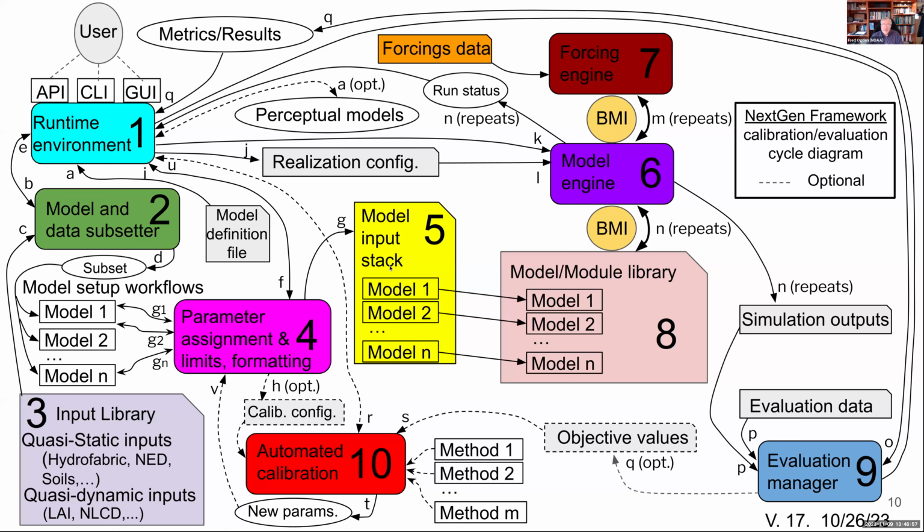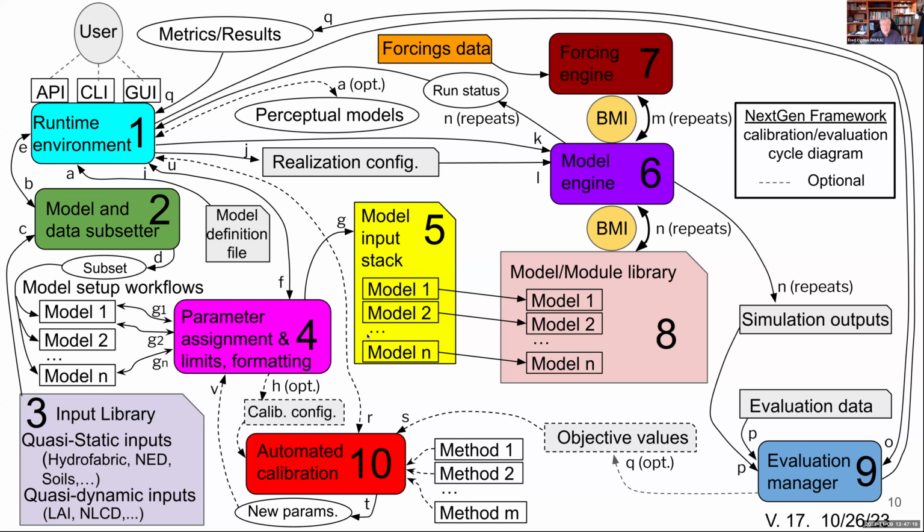Now, one of the unique features of the BMI standard is it essentially assumes that each model that you're running reads its own input files. That's why these arrows from 5 go to the models, not to the model engine.